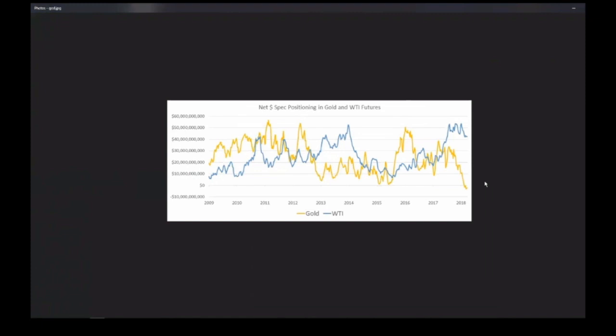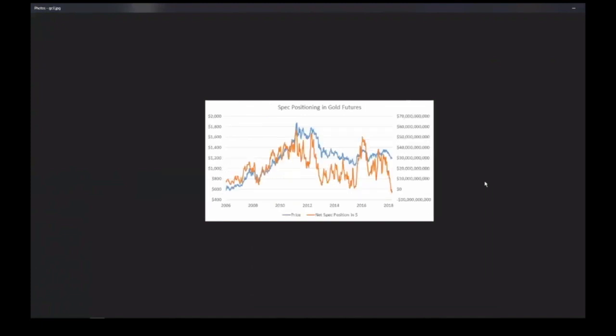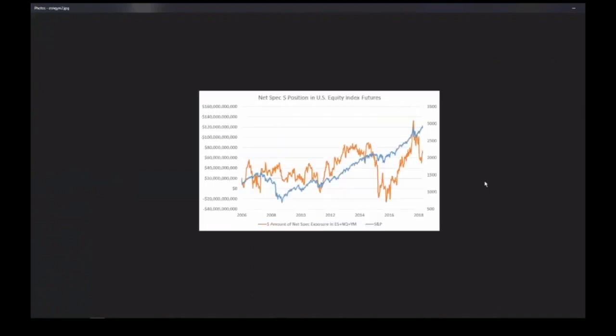This is a composite graph. We've got WTI and gold. Traders are net long about $42 billion of WTI futures, and they're net short gold. This setup of extreme bullishness in WTI but not in gold is honestly quite rare, and the difference between the two hasn't been that big in 9 years. So we've got that. This is a zoom in of spec position in gold and dollars. Let's see what else we've got. This is looking at the E-mini S&P, actually the S&P, NASDAQ, Dow, all the mini contracts.